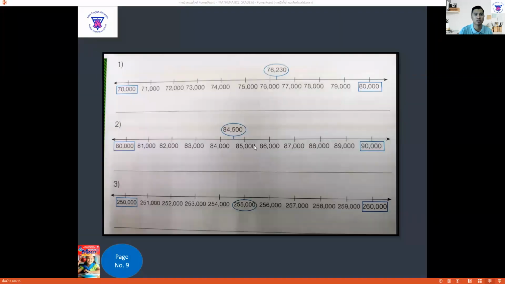Okay, so let's have this one. On your book or on your worksheet, you are going to find the nearest 10,000 of these examples here. You have example number 1, number 2, and number 3. So you are going to find the nearest 10,000. Say, for example, number 1: what is the nearest 10,000 of 76,230? Can you guess what is the answer?